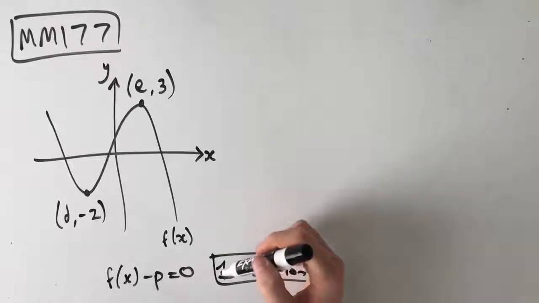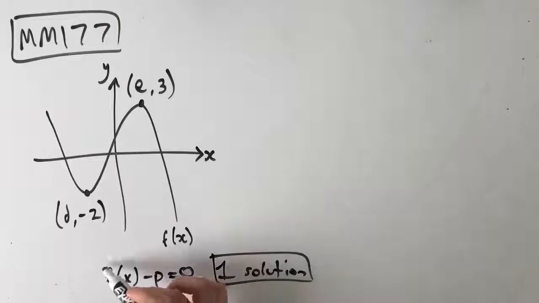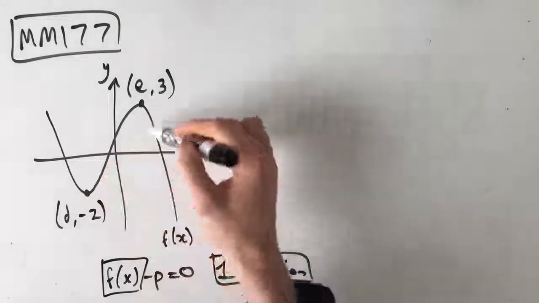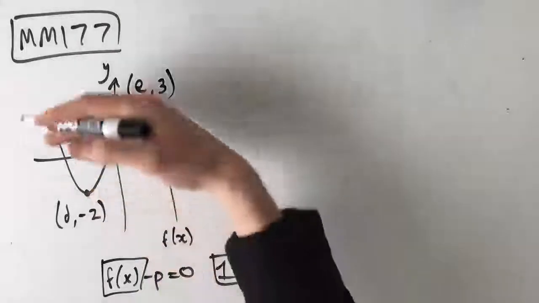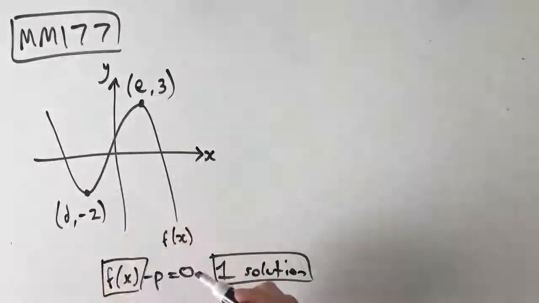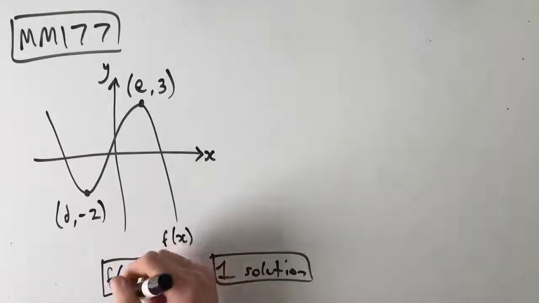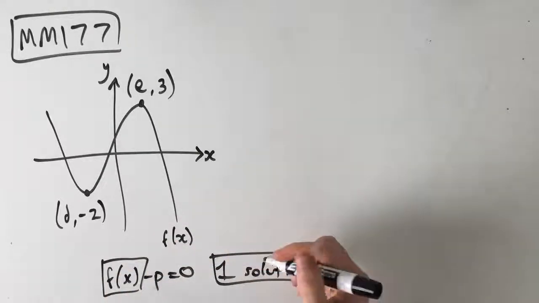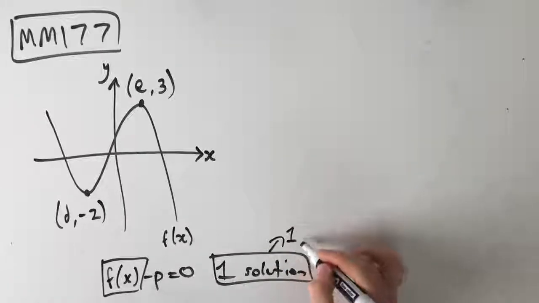Now, what this means is we're grabbing this function f(x), which is this one here, and we're moving it down by p units, or up if p was negative. And what we want is one solution. Whenever we talk about one solution with x's like this, we're talking about the x-intercepts. So remember that: one solution means one x-intercept.